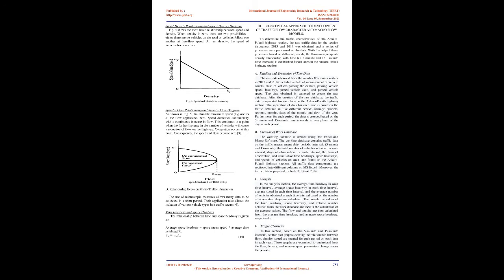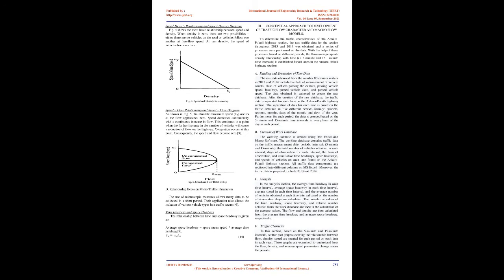F. Conclusions and recommendations. With the help of the analysis, traffic characteristics, and modeling studies, the change in flow, density, and average speed parameters with time for all lanes on the Ankara-Polatli highway section is determined. Based on the changes seen in these parameters across all the periods, necessary conclusions and suggestions are presented.